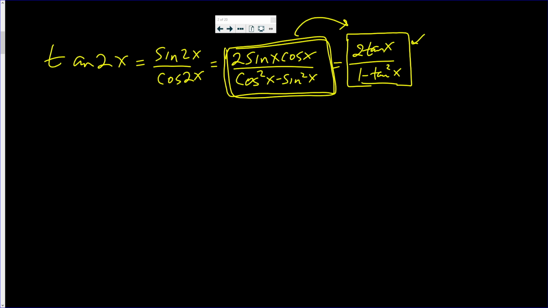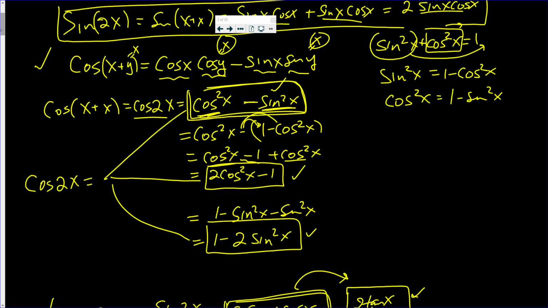Now, we talked about reduction formulas. We know that cosine of 2x is either this, that, or that. Ooh, we went from 2x being the angle to x being the angle. One calls that a reduction formula.